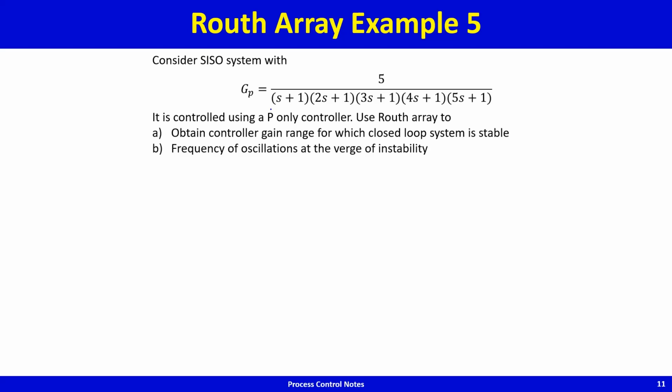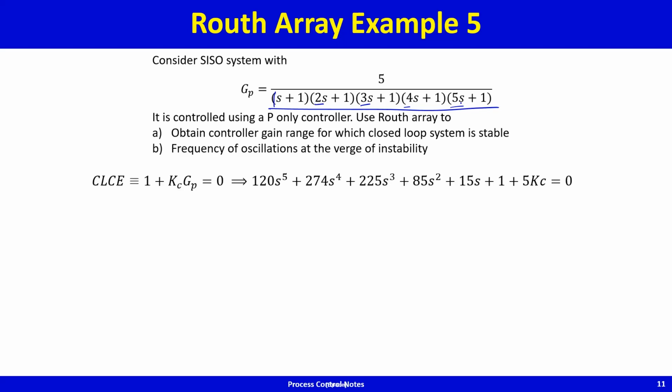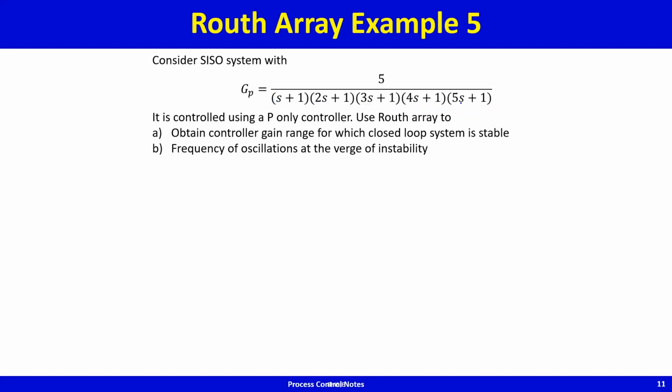So let's look at this. This is a fifth order system controlled using a PI controller. Use the Routh array to obtain the controller gain range for which the closed loop system is stable. Also obtain the frequency of oscillations at the verge of instability. We know that the closed loop characteristic equation is 1 plus GPGC equal to 0.